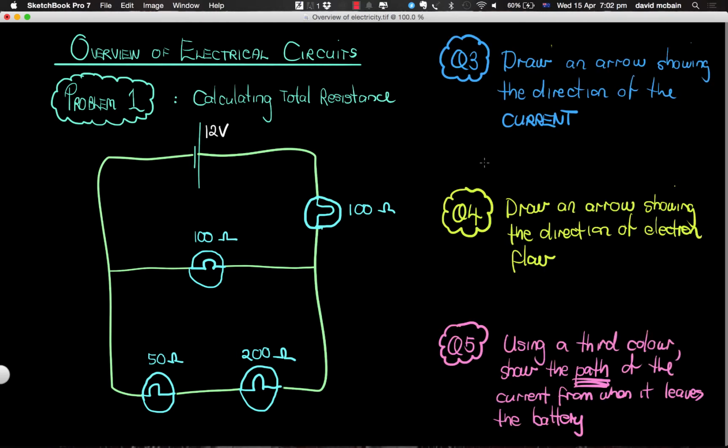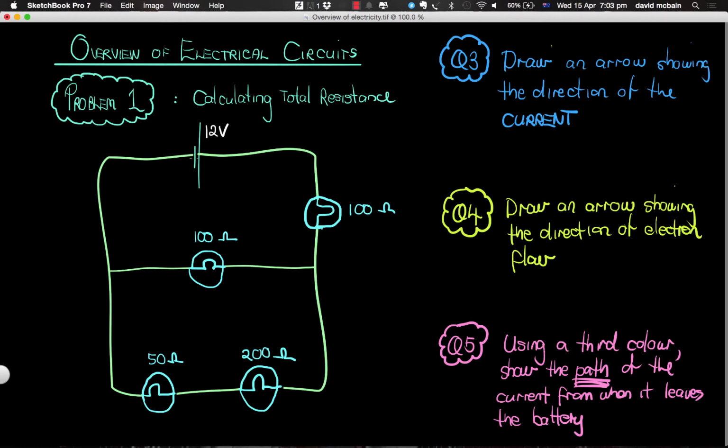Okay, the next lot of questions, question 3, 4 and 5. What I want you to do is to draw an arrow showing the direction of the current in this circuit. Question 4, draw an arrow showing the direction of electron flow. And finally, question 5, using a different colour, show the actual path the current follows through this circuit.